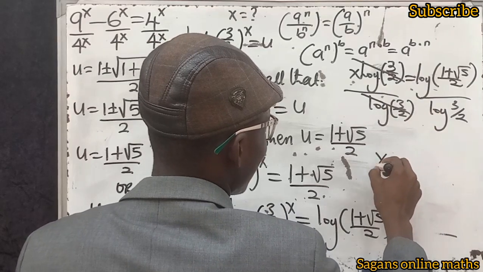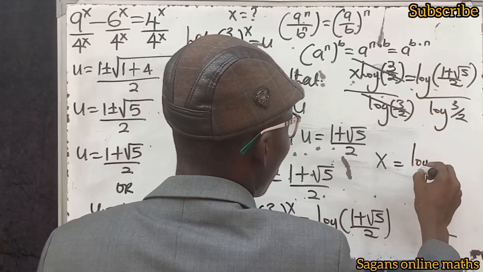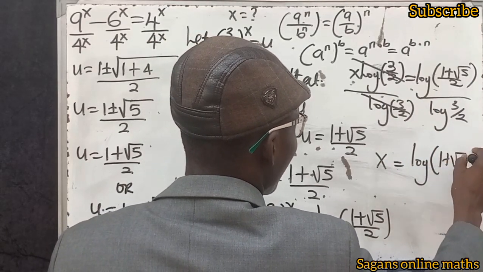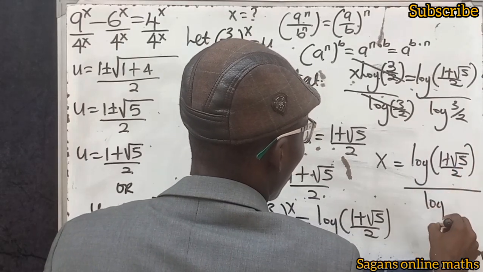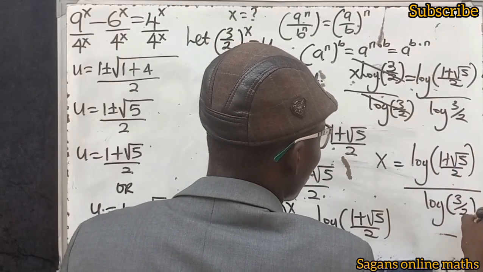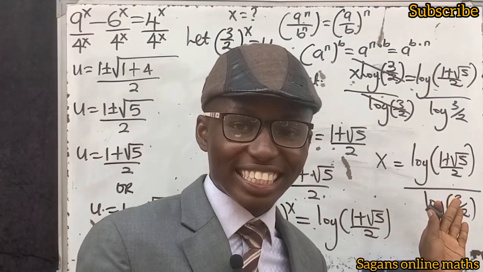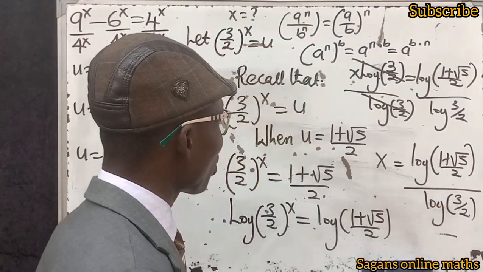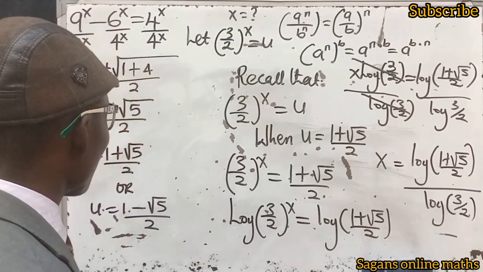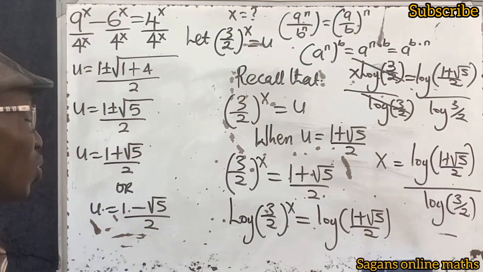So now we see that our s is equal to log of (1 + √5)/2 all over log of 3/2. This is the value of x. Now let's see when u is equal to 1 minus root 5.